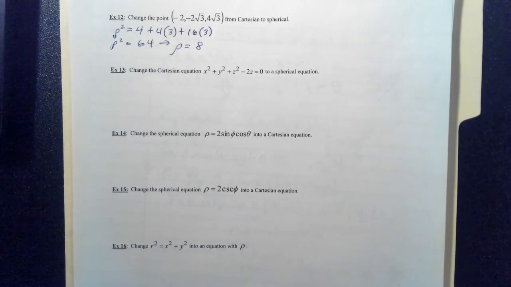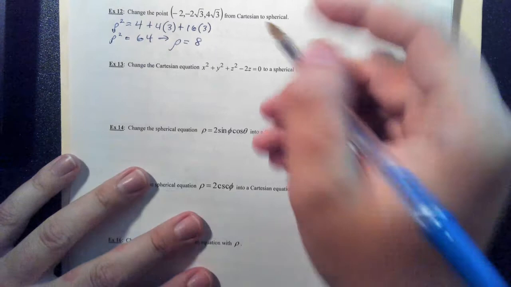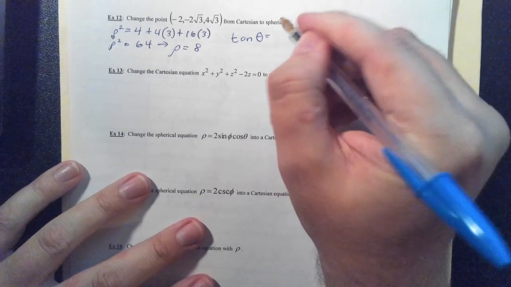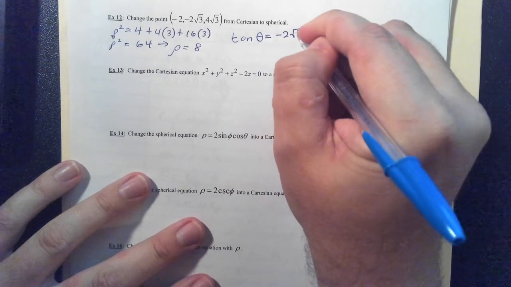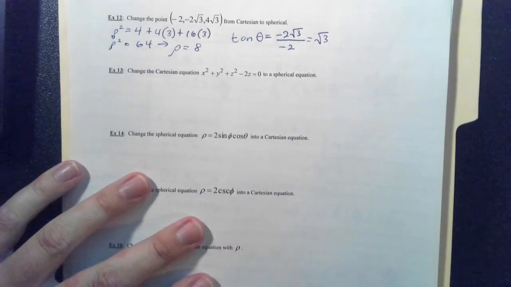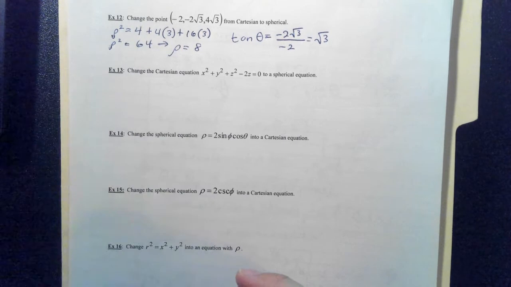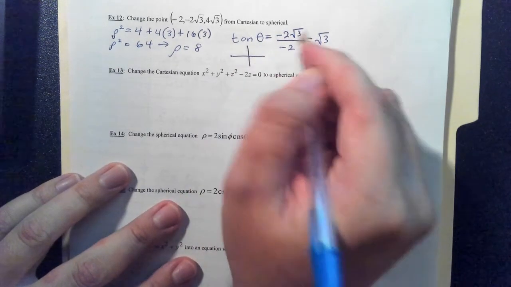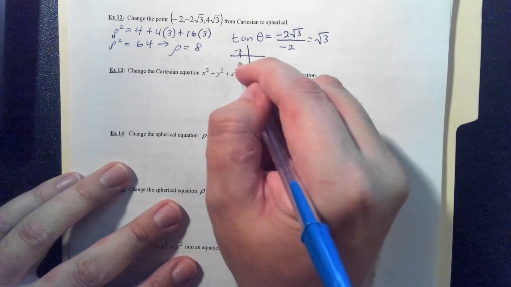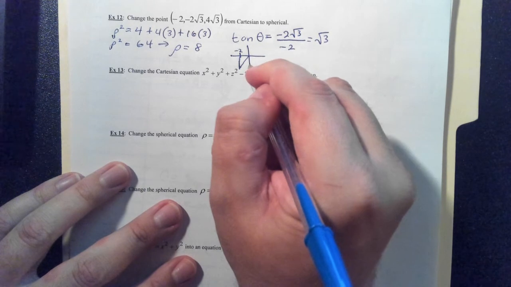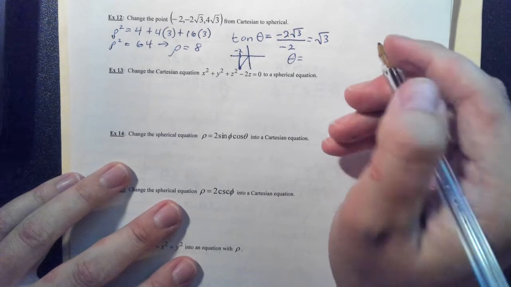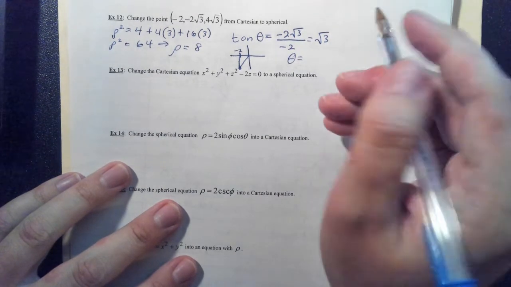I also need to find theta, and I need to find phi. Be careful when you're finding theta. We know that the tangent of theta is y over x, negative 2 square root 3 over negative 2, which is the square root of 3. Now before you jump in and say pi over 3, remember where these x's and y's would put you in space. Negative 2, negative 2 square root of 3. This puts me in the third quadrant. So theta here actually needs to be not pi over 3, but 4 pi over 3.